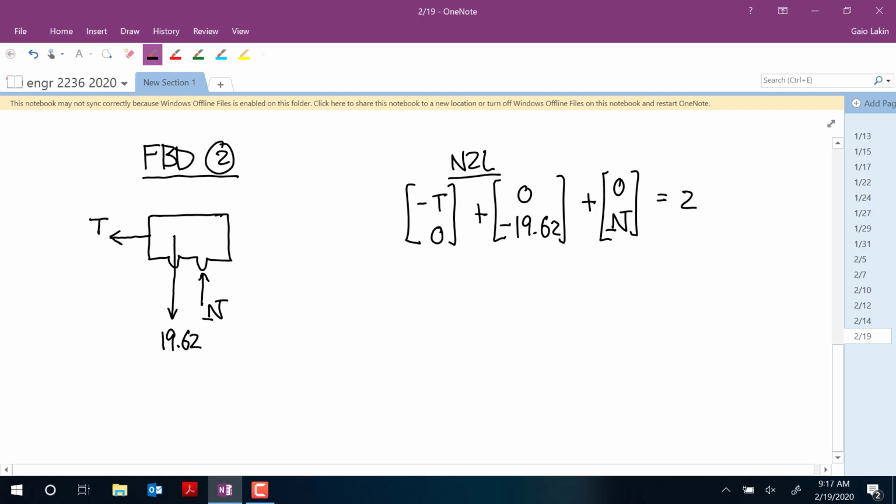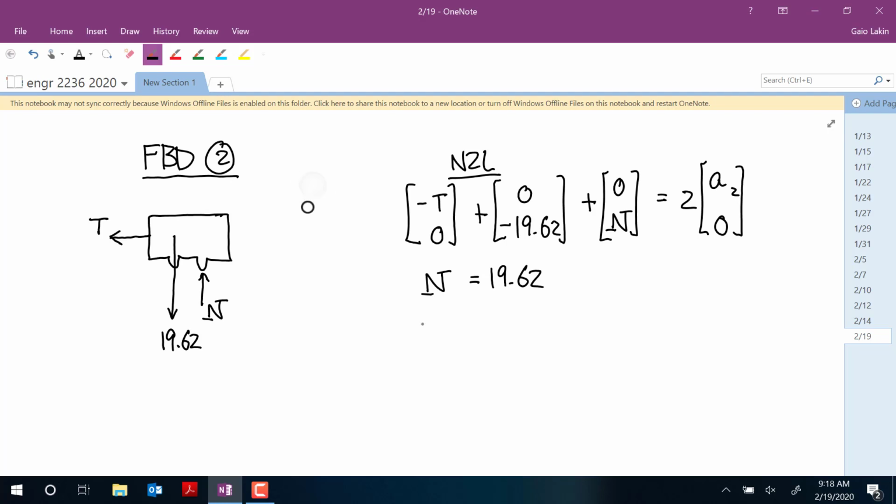What do we know about the acceleration of the cart? It's horizontal, so I'm going to write this as A2, 0. One of these equations, the y equation, tells us the normal force. That's not going to end up being useful for what I asked for in this question, but we have it. And then the second equation says negative T is equal to 2A2.